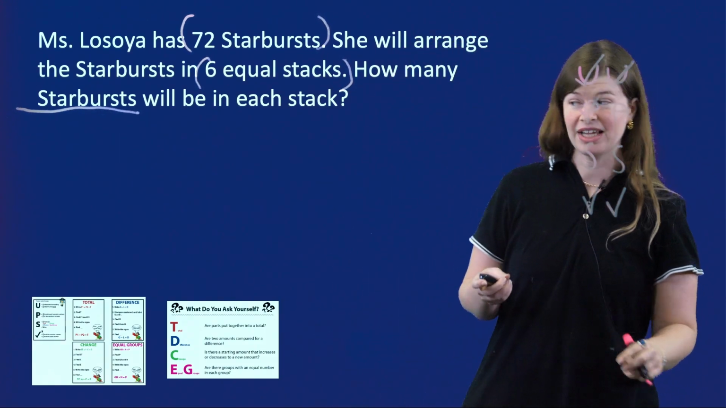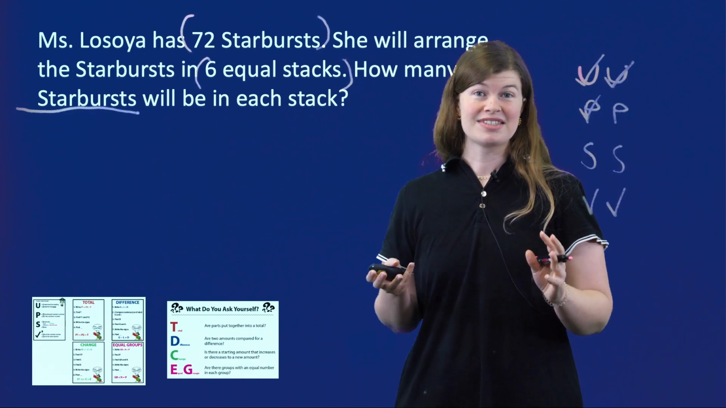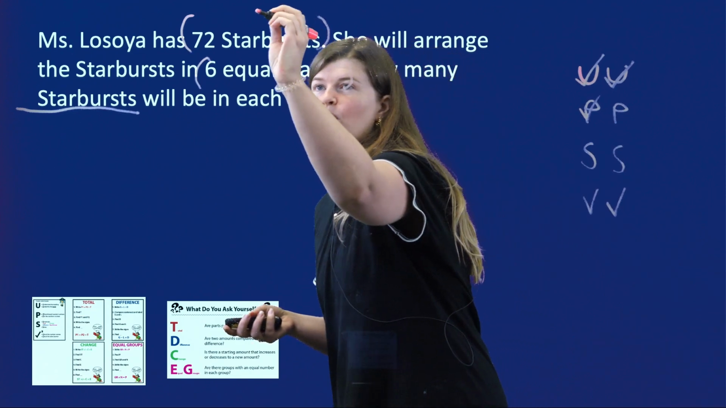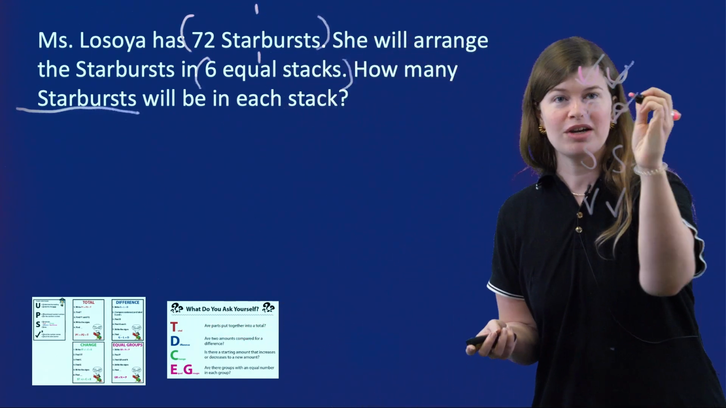Our second letter P stands for put our numbers in order. This is still a single step problem, so I can put a 1 on top of each of these. And give this a check mark.